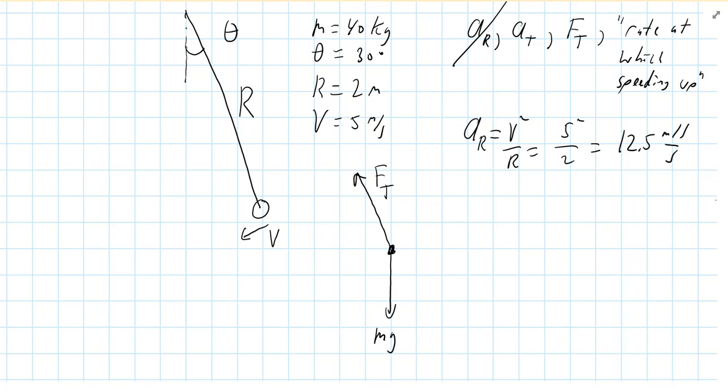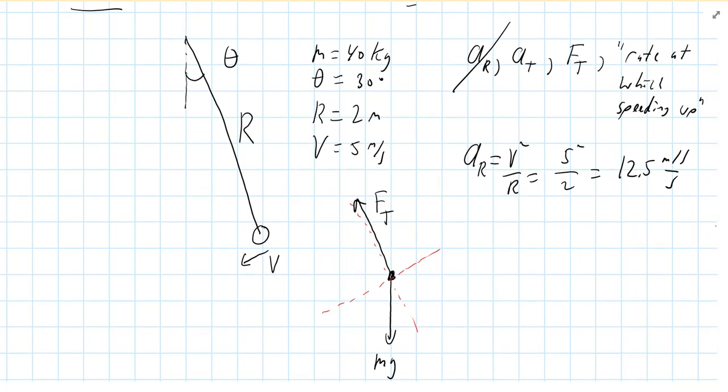So I'll draw some dashed lines for that on here. Here is parallel to the motion at that moment, and here is perpendicular to the motion at that moment. Lucky for us, tension is already perpendicular to the motion, so we don't have to do anything with that.